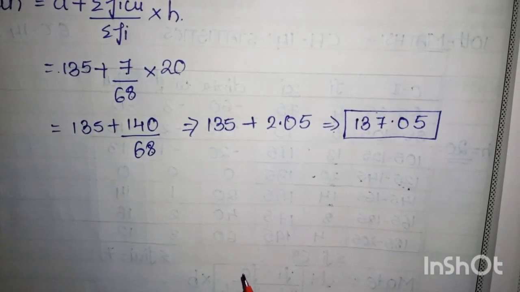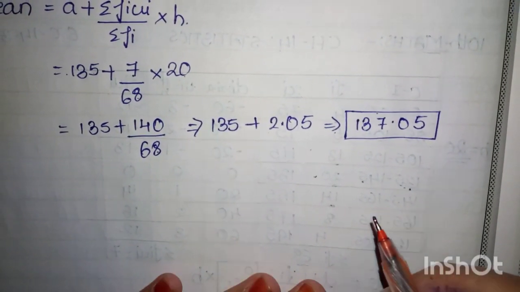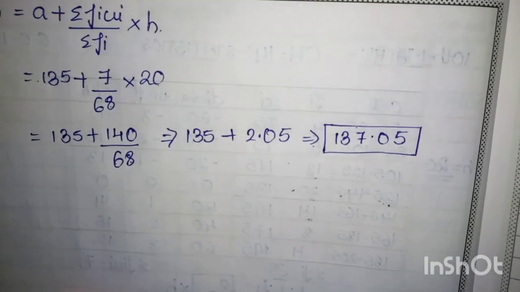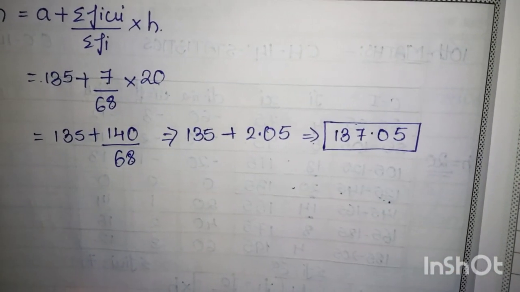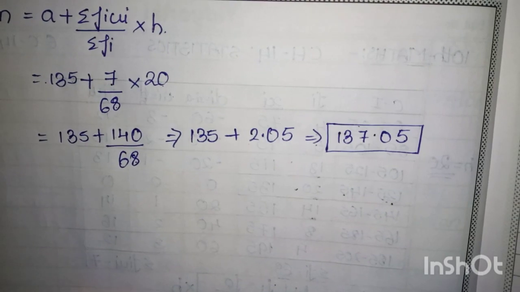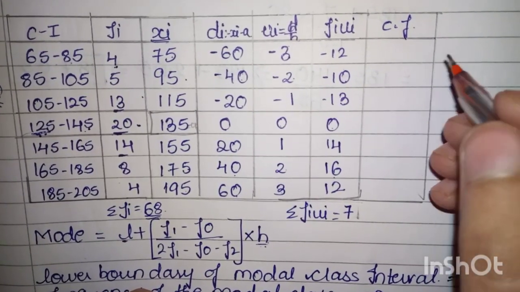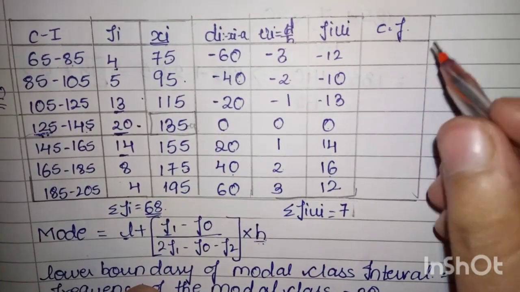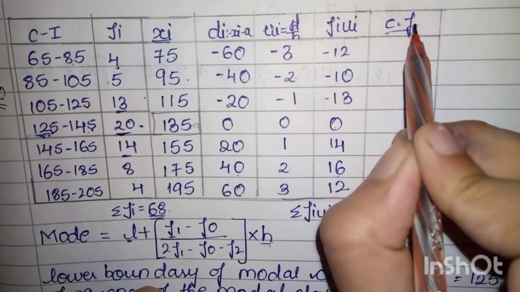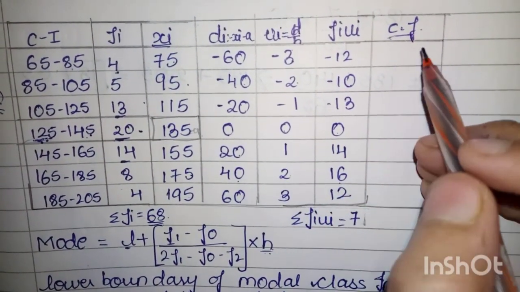Now still the solution is not completed. We have to find the median of the data as well. So for that, let us do it. So friends, for finding median, we need another column, which is cumulative frequency. So cumulative frequency, we know how to find it.